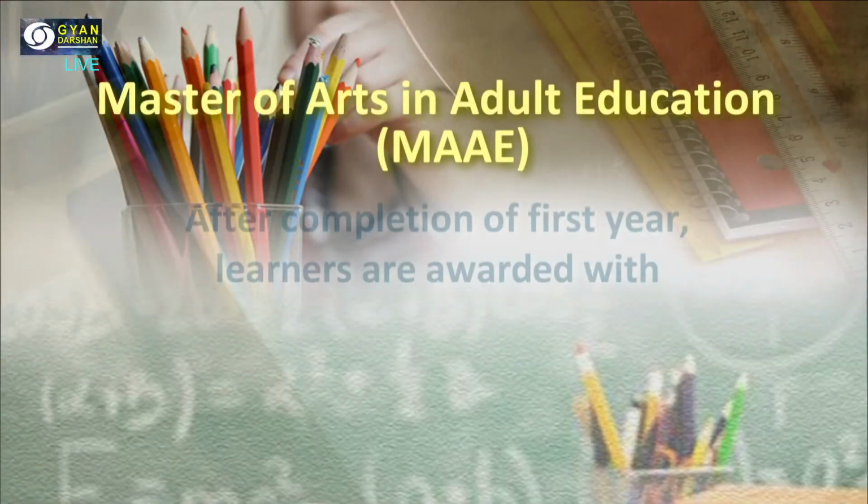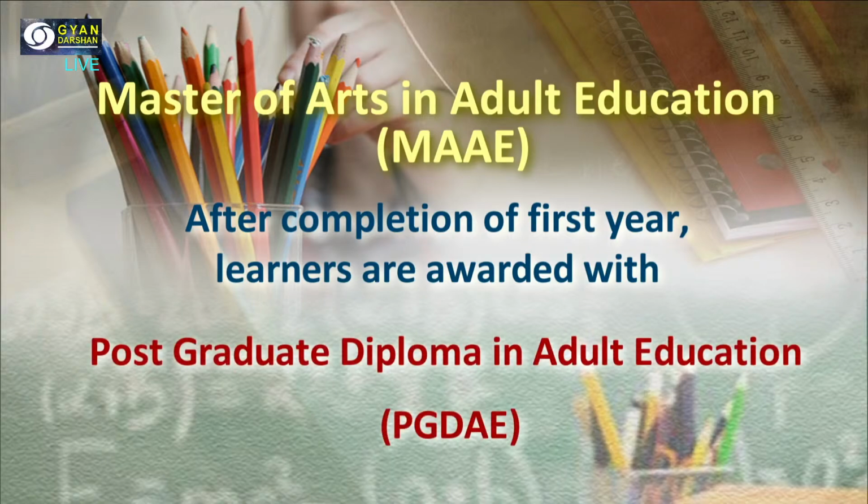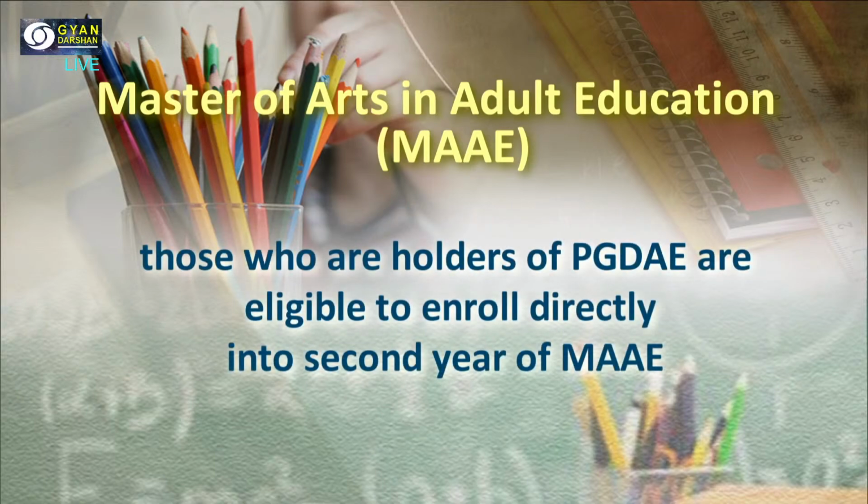MAAE is a 2-year modular program with multiple entry and exit options. Students who complete the first year of the program will be awarded the postgraduate diploma in adult education. In case they want to continue, they will complete the second year program and they will be awarded the Master of Arts in adult education.